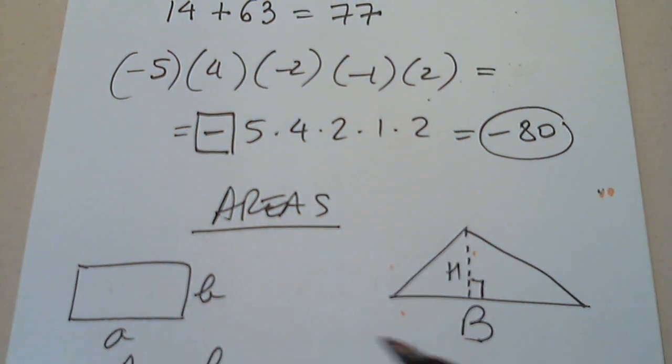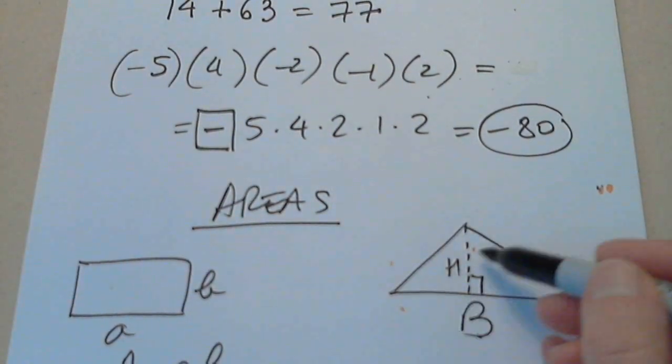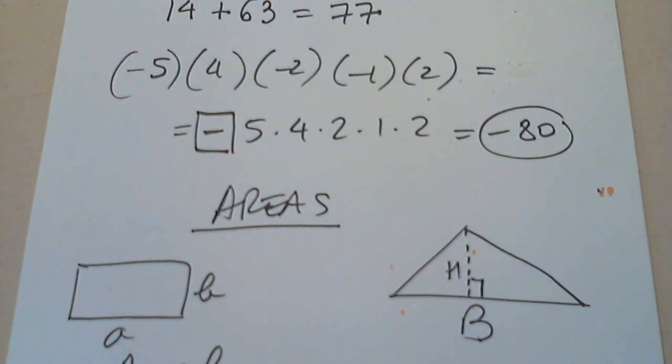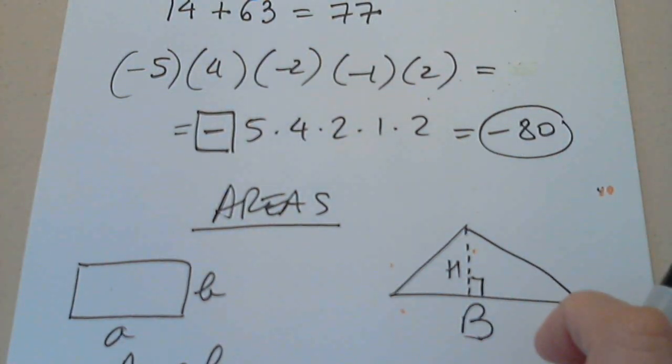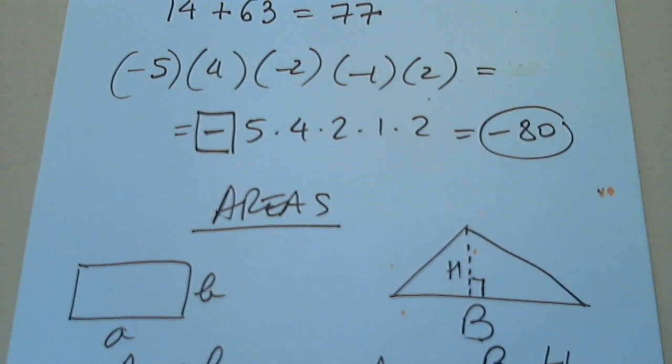You have to use base times height, or base times height, or base times height. It has to be the corresponding height, perpendicular to the given base. So the area of the triangle is base times height, like here, base times height, but divided by 2. So it's basically the same formula. This one is not divided by 2, but this one is divided by 2.